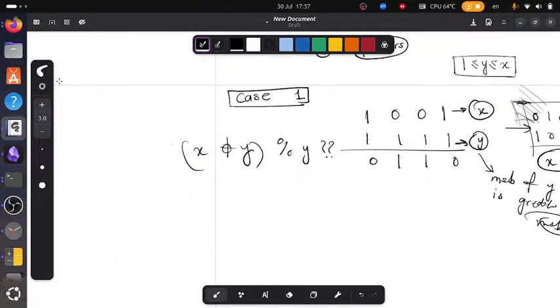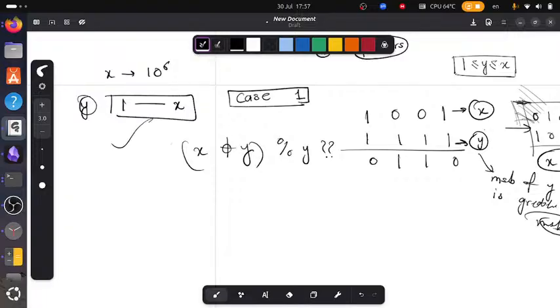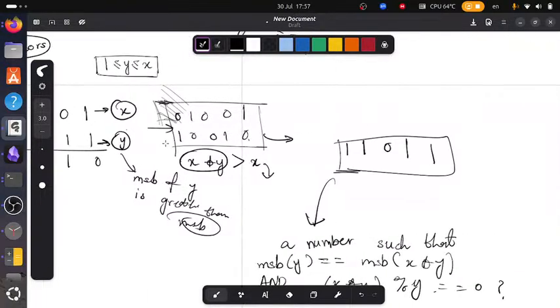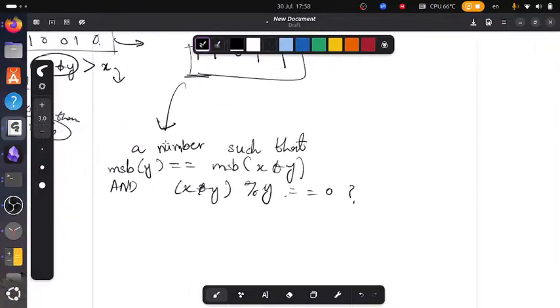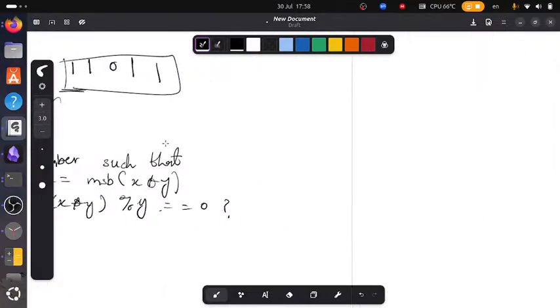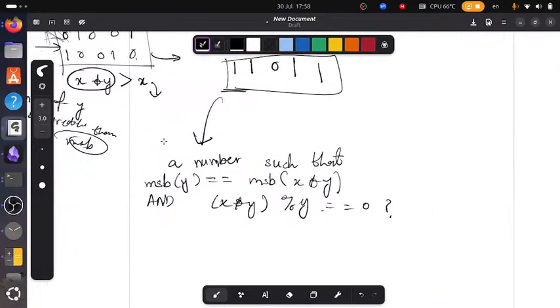So what we know is that x is 1e6, 10 to the power 6. So if we have y from 1 till x, we can just do a brute force solution, right? But if we have y that is greater than x, what do we do in that case?